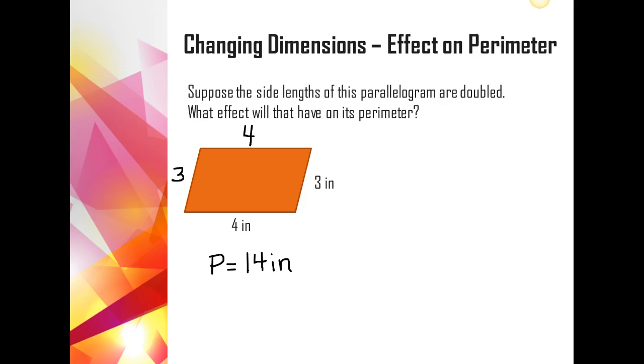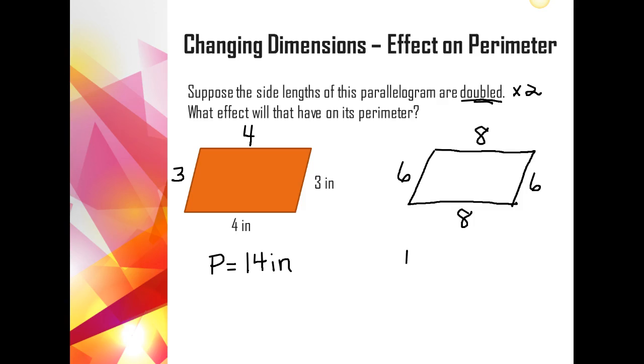The problem says that we're going to double the side lengths of the parallelogram. I'm going to sketch a new parallelogram and then multiply each side length times 2. This gives me a parallelogram with side lengths of 8 and 6 inches. When the four sides are added together, we find that the perimeter is 28. We can see that when we double the side lengths, the perimeter also doubled. 14 times 2 is 28.